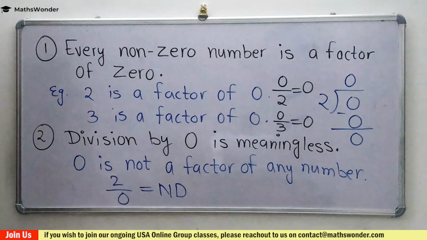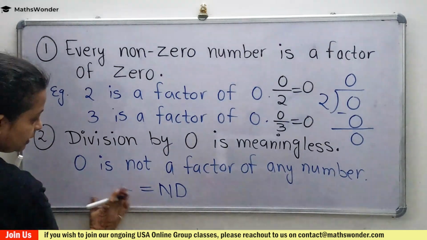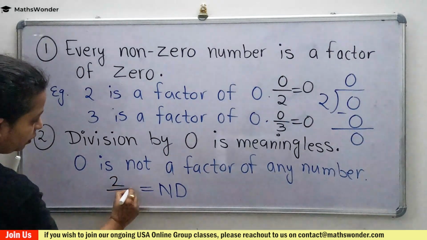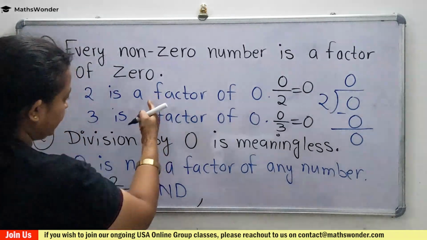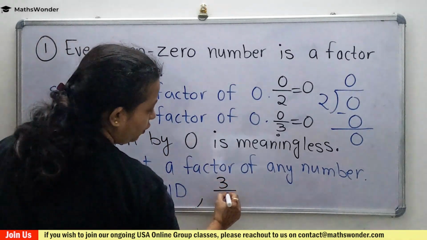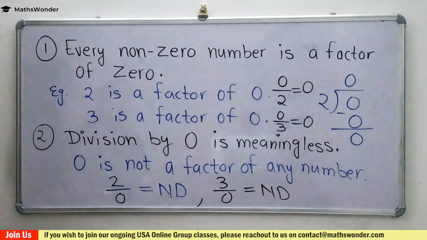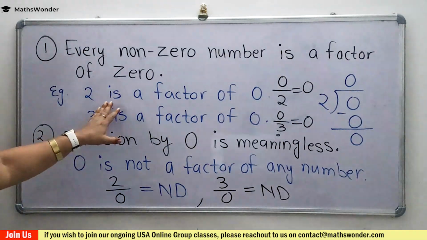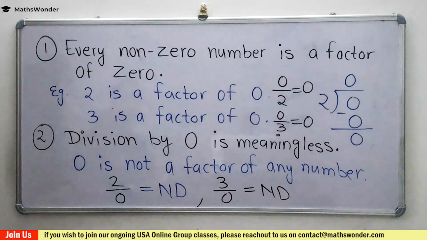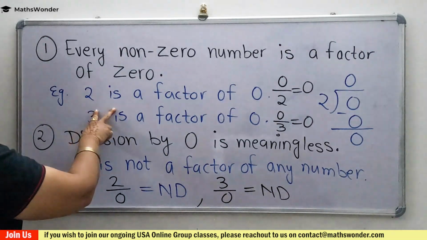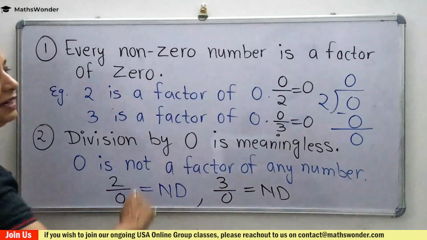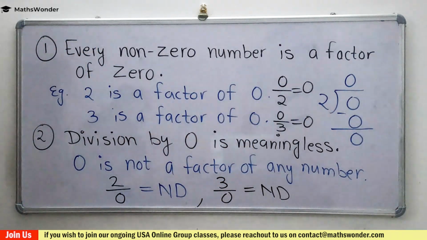Understood? See, 2 over 0 is not defined. Similarly, 3 over 0 is also not defined. This is the difference. Every non-zero number is a factor of 0, which means if you divide 0 by that number, you will get 0. But any number divided by 0 is not defined, or meaningless.